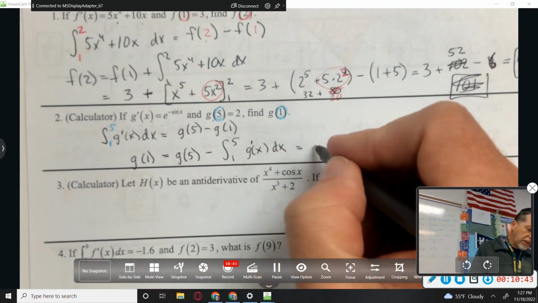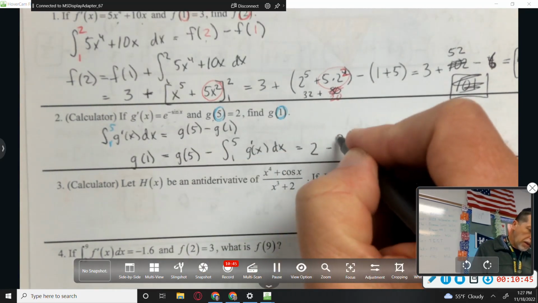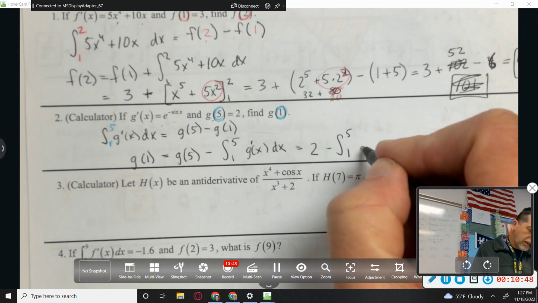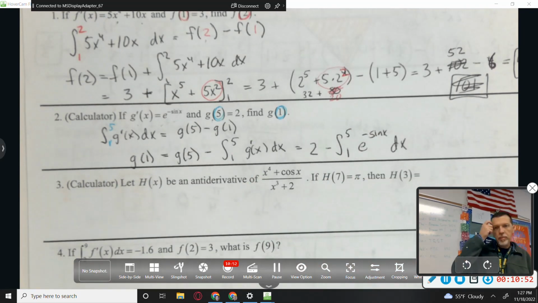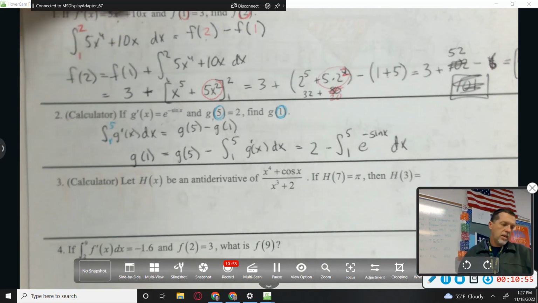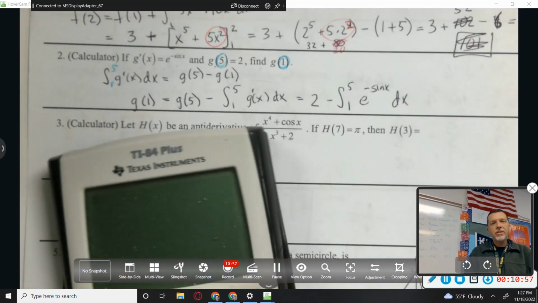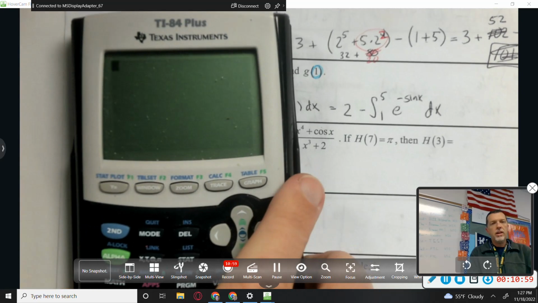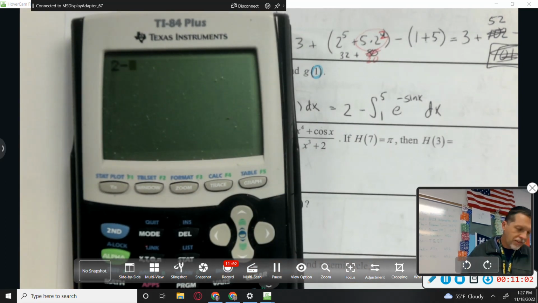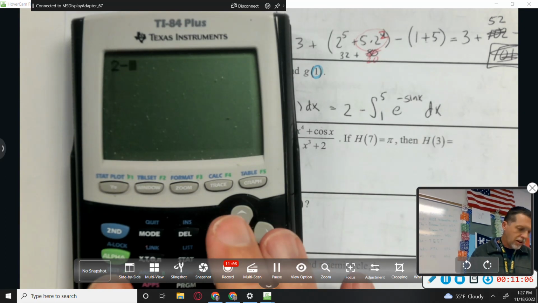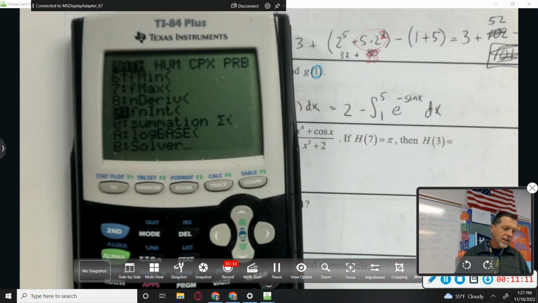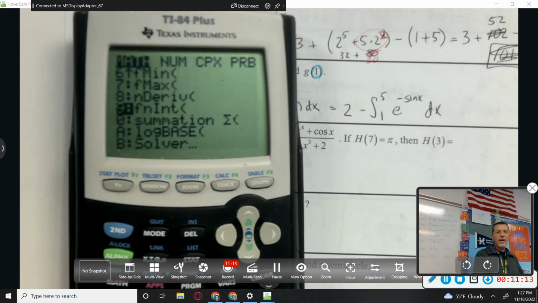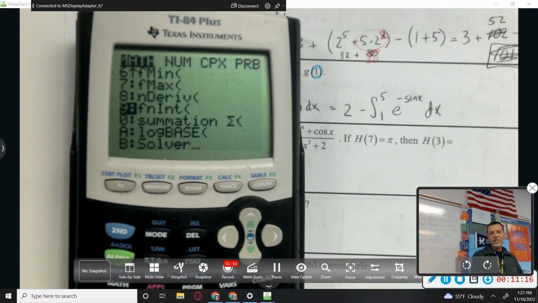Okay, g of 5 we know that's 2. Minus the integral from 1 to 5 of e to the negative sine x dx. Okay, now I'm ready to go to the calculator. So 2 minus, my calculator can do a definite integral. That's the fun part. So math, and then 9. Like math 8 was take a derivative, math 9 is function integrate, so integrate.